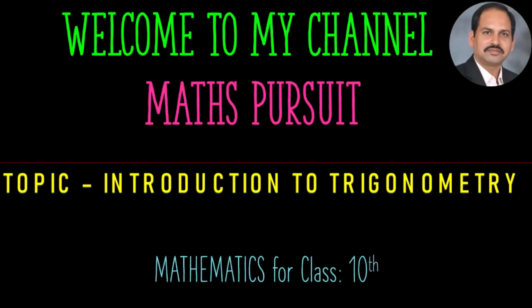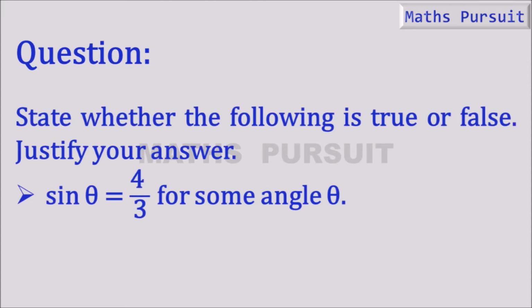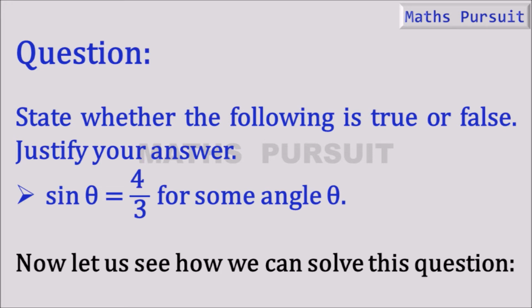Today under the topic Introduction to Trigonometry, let's see what exactly we have in the question. Now moving on to the question, it is given that state whether the following is true or false. Justify your answer. Sin theta is equal to 4 upon 3 for some angle theta. Now let us see how we can solve this question.